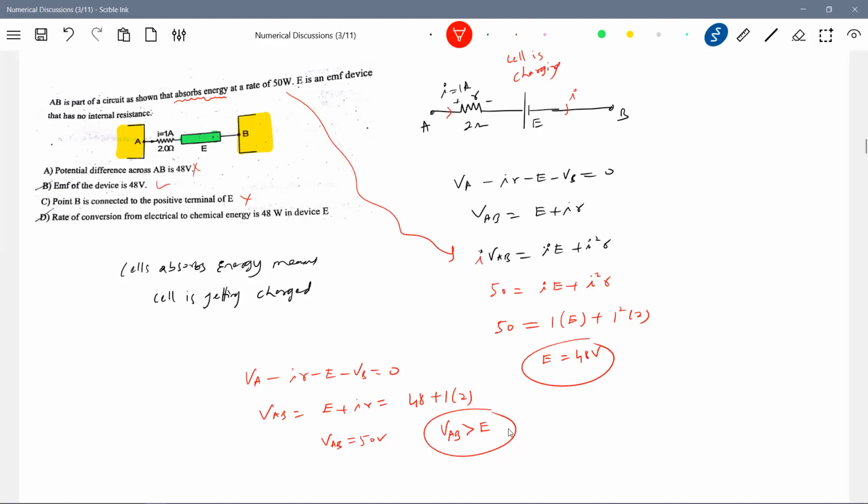The rate of conversion from electrical to chemical energy is 48 watt in the device. Again, one more very important part of a cell is what it is asking. Very, very important. What do you mean by this 48 watt? 50 watt is available. Of that, 48 watt will be stored, converted from electrical energy into chemical energy. The remaining 2 watt will be lost as heat. So therefore we have to just analyze. I think I'll give different colors, and green color is for the cell, no?